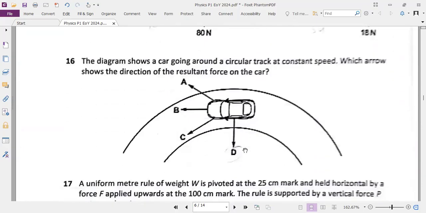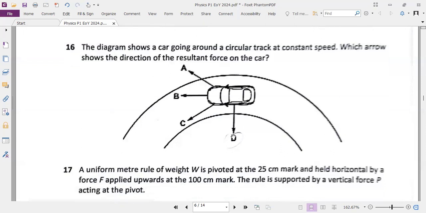Question number 16. The resultant force is always where the car is accelerating and moving in a circle. The car is always accelerating towards the center of the circle. So the D is the choice.